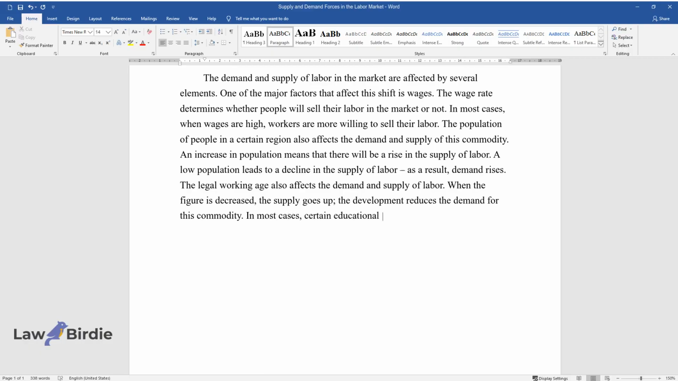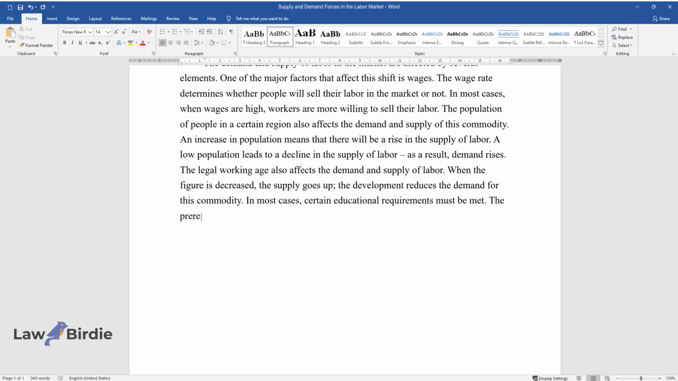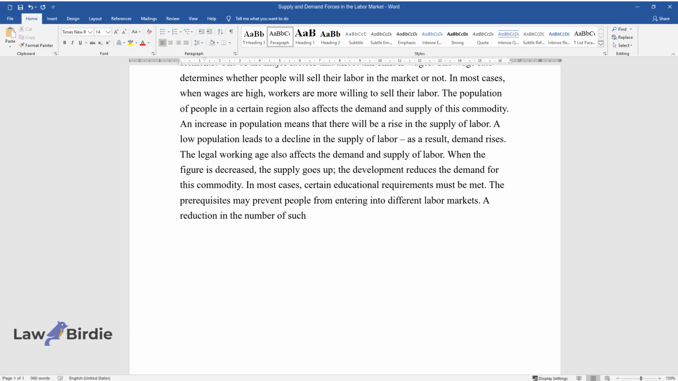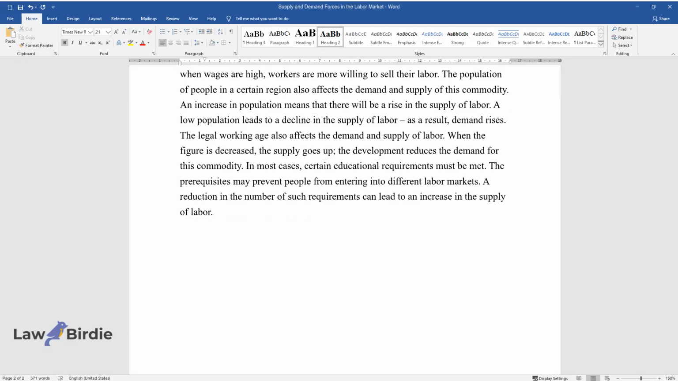In most cases, certain educational requirements must be met. The prerequisites may prevent people from entering into different labor markets. A reduction in the number of such requirements can lead to an increase in the supply of labor.